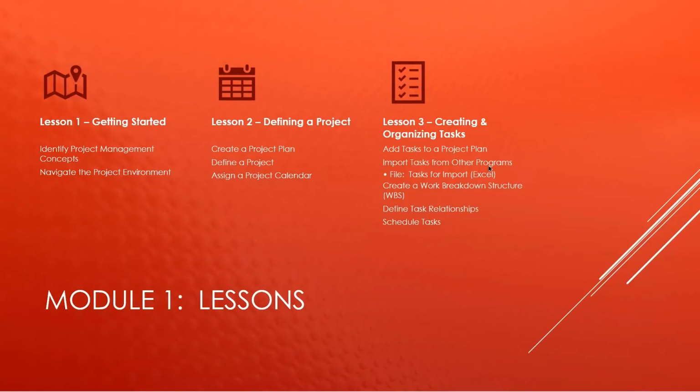Our first module consists of 3 lessons. Lesson 1 is Getting Started, where we'll go over project management concepts, and you'll learn how to navigate the project environment. Our second lesson is Defining a Project, where we'll create a project plan from scratch, define the project, and assign a project calendar. And then our final lesson in this module is creating and organizing our tasks.